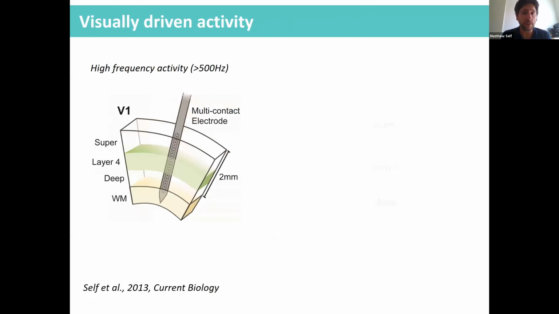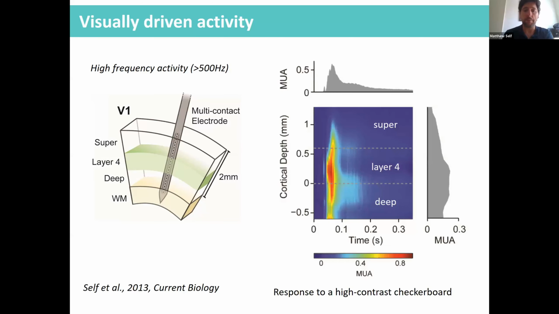So starting with visually driven activity, I'll take you through a study we published a few years ago now, in which we had awake monkeys, and we had a laminar electrode implanted in V1. So this is an electrode with multiple contacts arranged vertically, allowing us to record neural activity from every layer of cortex simultaneously. I'm going to start by focusing on the high frequency activity, the spiking activity that we can pick up from each of these contacts. So here you see a laminar plot.